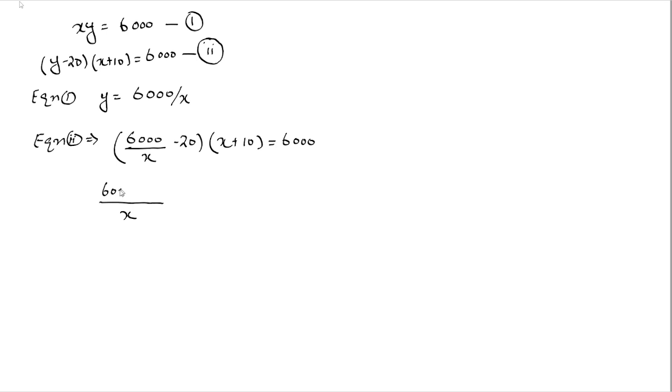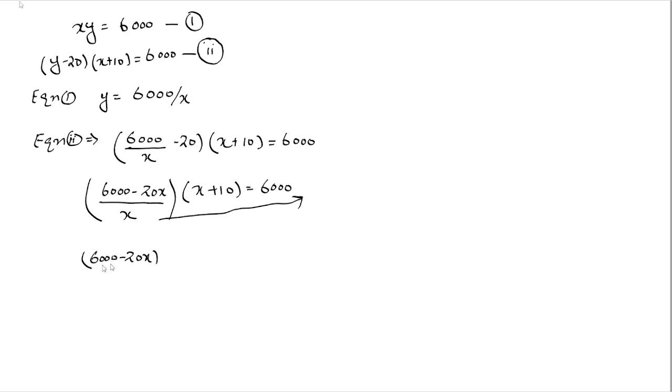So we have 6000 minus that will be 20x. We have x plus 10 is equal to 6000. Now we will take this x from the left hand side to the right hand side. So we have 6000 minus 20x multiplied with x plus 10 is equal to 6000x.